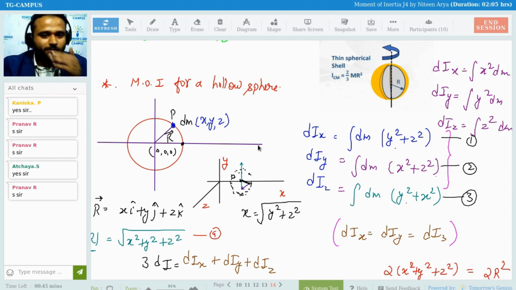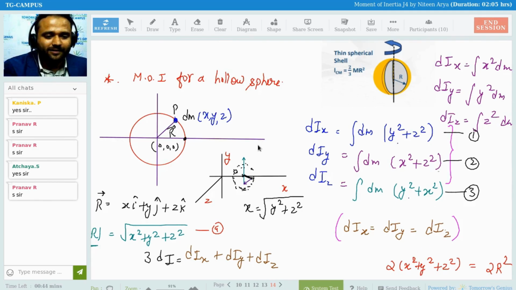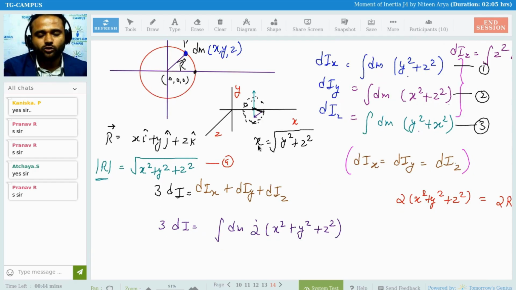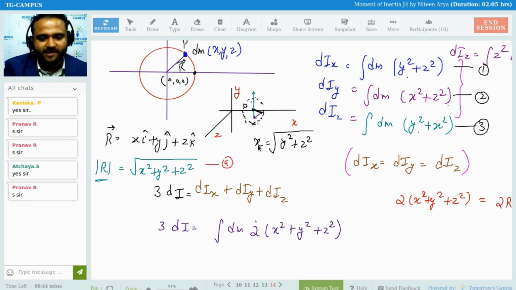And from the symmetry, because we have one hollow sphere, I can directly equate dIx, dIy, dIz. Clear? So from symmetry, because it is only one hollow sphere, I can do this. Then the total small moment of inertia is going to be 3 dI, that is dIx, dIy, dIz.